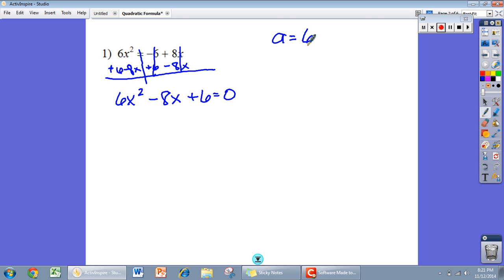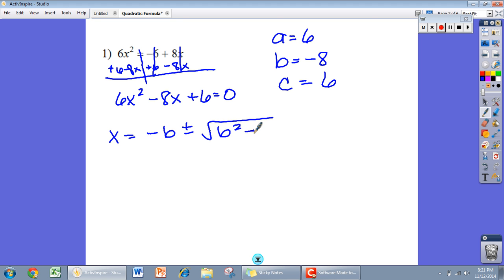A equals 6, B equals a negative 8, and C equals a positive 6. And it's important that you pay attention to your signs. So let's take a look at that formula. X equals a negative b plus or minus square root b squared minus 4ac, 4 times a times c, and the whole thing, not just the radical, the whole thing is all over 2a. So let's go ahead and substitute in.